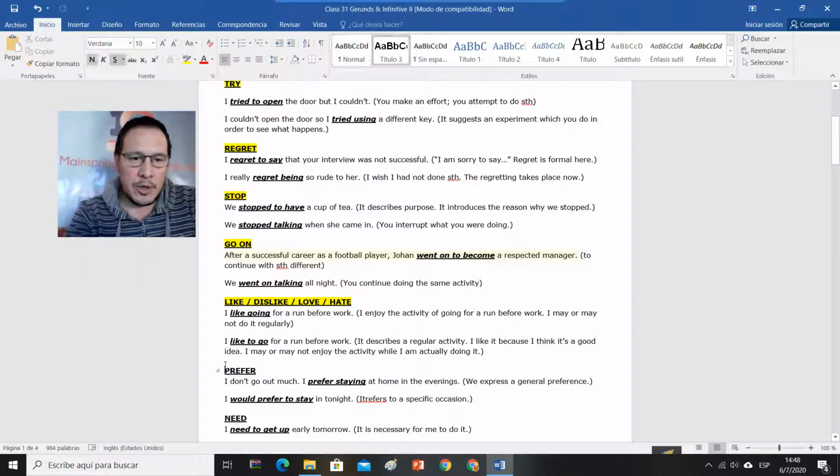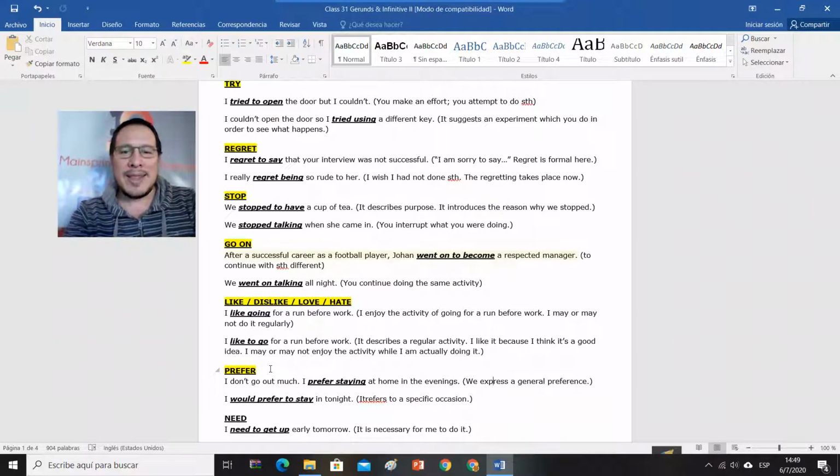Continuing with these changes in meaning, we have prefer, the meaning of which will remain very similar, but there is a difference. I don't go out much. I prefer staying at home in the evenings, meaning that we express a general preference, something that I generally prefer doing.